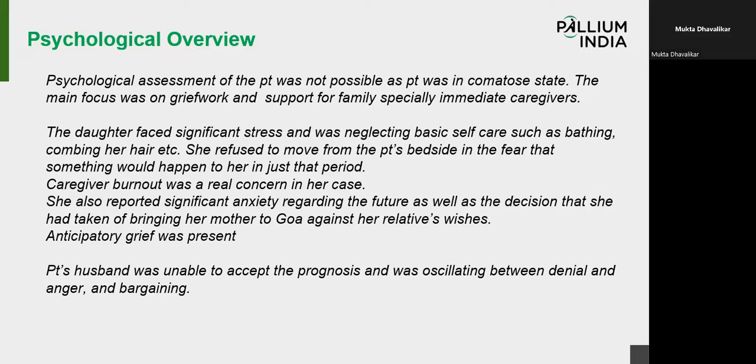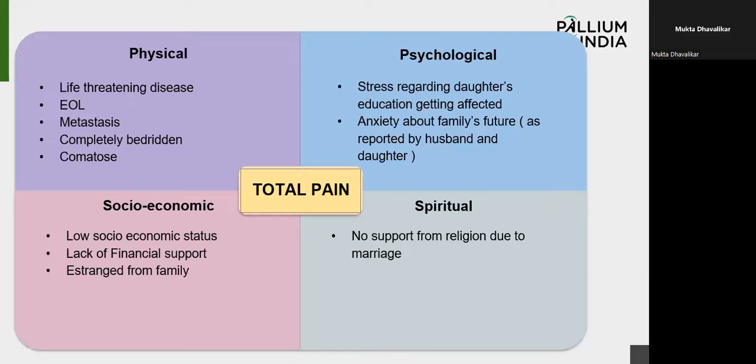The patient's husband, as I said, was unable to accept the prognosis. He was oscillating between denial and anger and bargaining from time to time. When it comes to the total pain, since the patient was comatose, this is based on my understanding that I've plotted out the total pain.